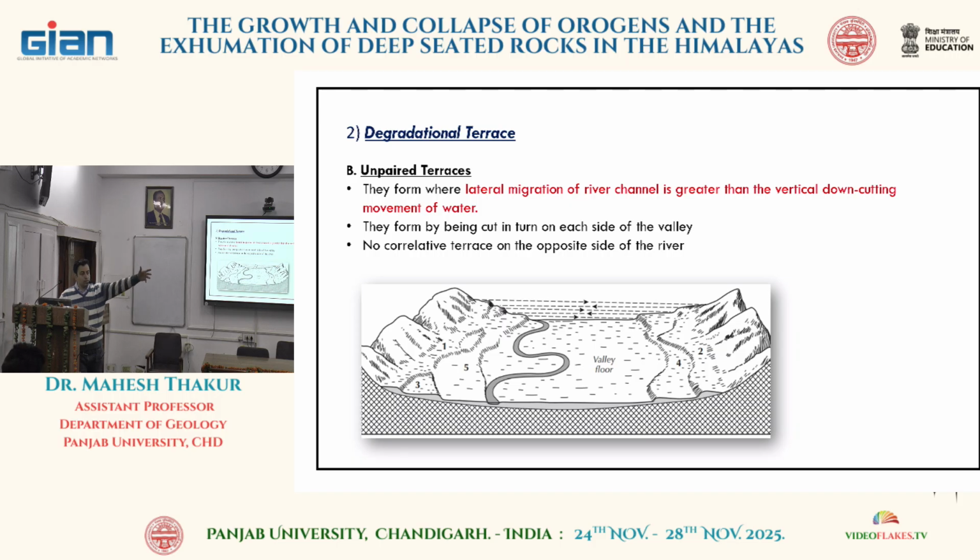Panchkula is adjacent to Chandigarh. The Ghaggar River used to flow in Panchkula through the Mansa Devi area. So it actually migrated 2-3 kilometers towards the east. Because of this lateral migration, we have no river terraces on one side, so unpaired river terraces basically in the Ghaggar River. So the Ghaggar River represents an example of degradational unpaired river terraces.